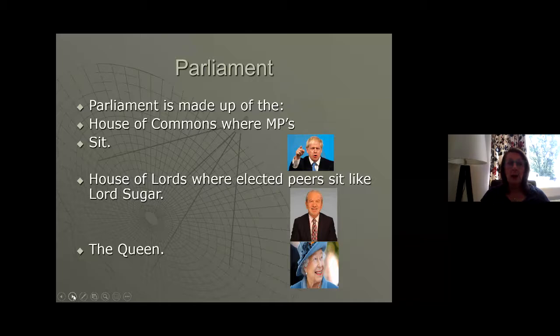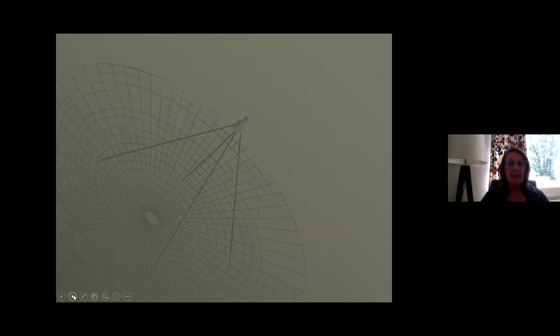So, Parliament is where these bills are made. Parliament is made up of the House of Commons, where MPs sit, and you may be quite familiar with the picture there of our Prime Minister. I'm sure you've seen a lot of him in recent months. The House of Lords, where elected peers sit, like Lord Sugar. If anybody's familiar with The Apprentice, you'll know about Lord Sugar, and the Queen. So that basically makes up Parliament.